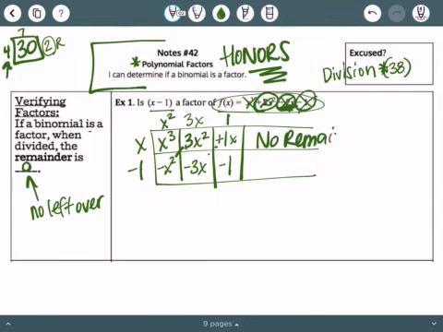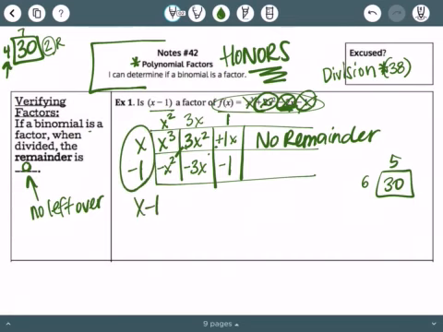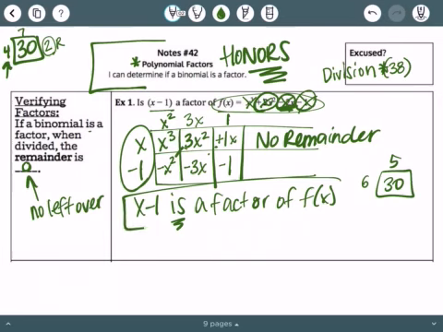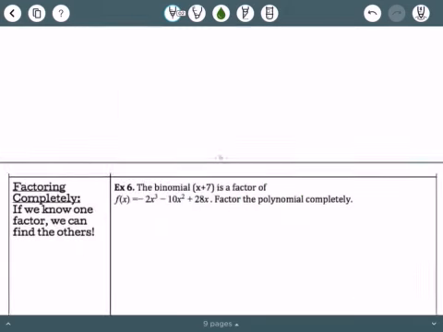Because there's no remainder, just like when we had 6 and 5, we knew that those were factors of 30, we know that x minus 1 is a factor of f of x. All right, so we would say that that's our answer. This question was a yes or no. Is it a factor or not? And we would say, yes, this is a factor. All right, so that's if we want to verify if it's a factor or not.